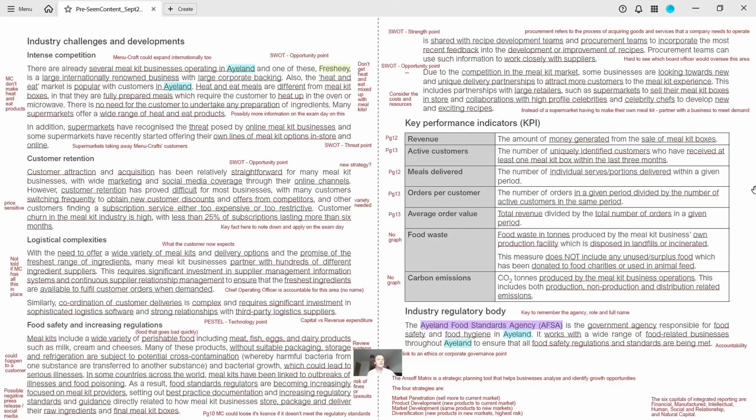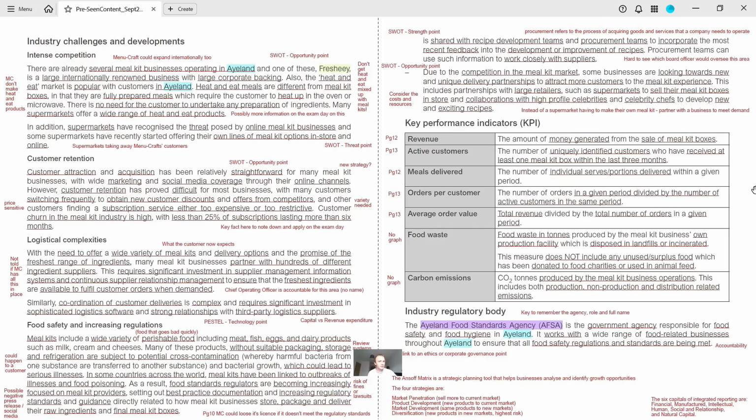In addition, supermarkets have recognised the threat, another sort of SWOT analysis hint there, posed by online meal kit businesses, and some supermarkets have recently started offering their own lines of meal kit options in store and online. So there are threats there as to a SWOT analysis that the supermarket's trying to take away maybe some of MenuCraft's customers, but you could look at it from a stakeholder point of view that MenuCraft could partner up with a supermarket and offer their produce to save the supermarkets having to do it themselves.